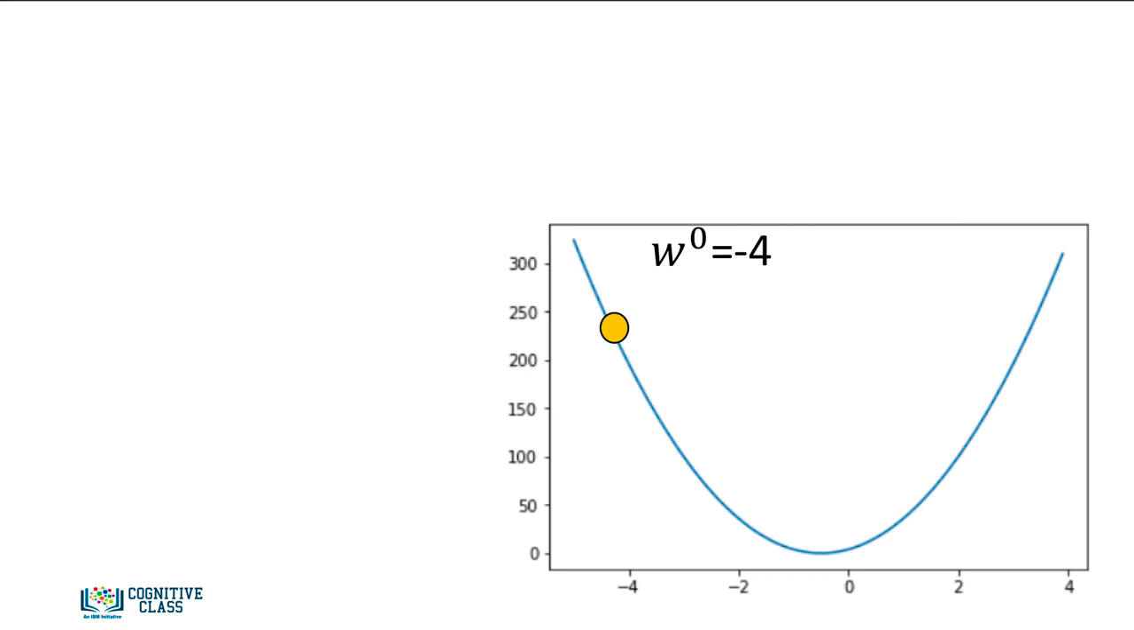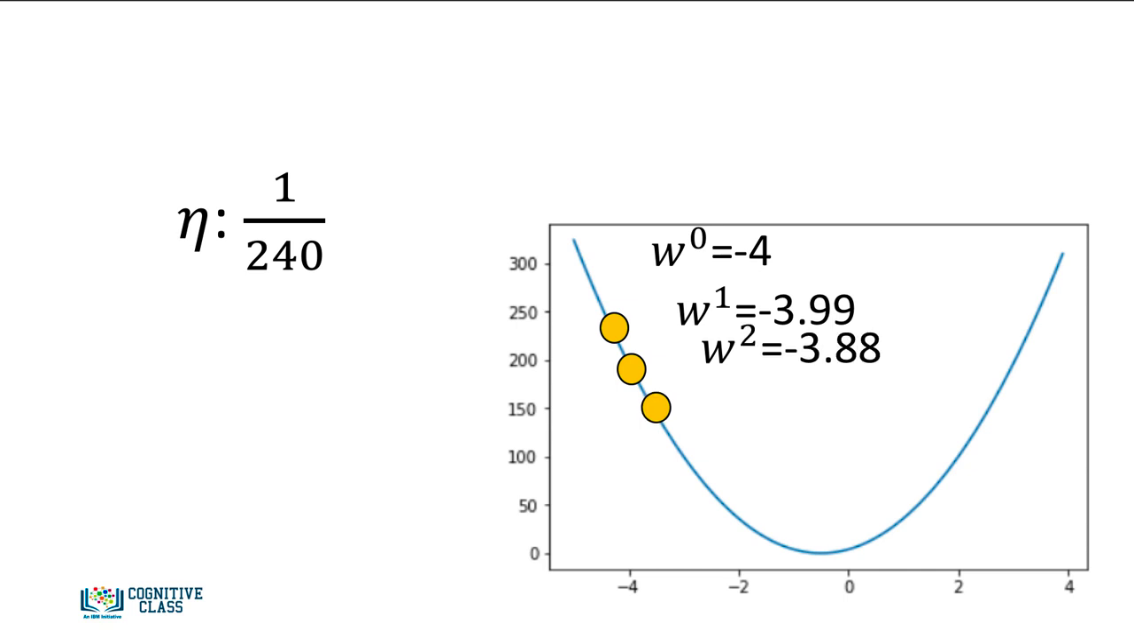Another problem is choosing a learning rate that's too small. Consider the learning rate of 1 over 240. After running the first iteration of gradient descent, we see our first value has not changed so much from our initial value. Running it for a second time, we see the parameter has not changed a lot. This will take a long time to converge, or a large number of iterations to reach the minimum. We will discuss how to select the learning rate in another section.